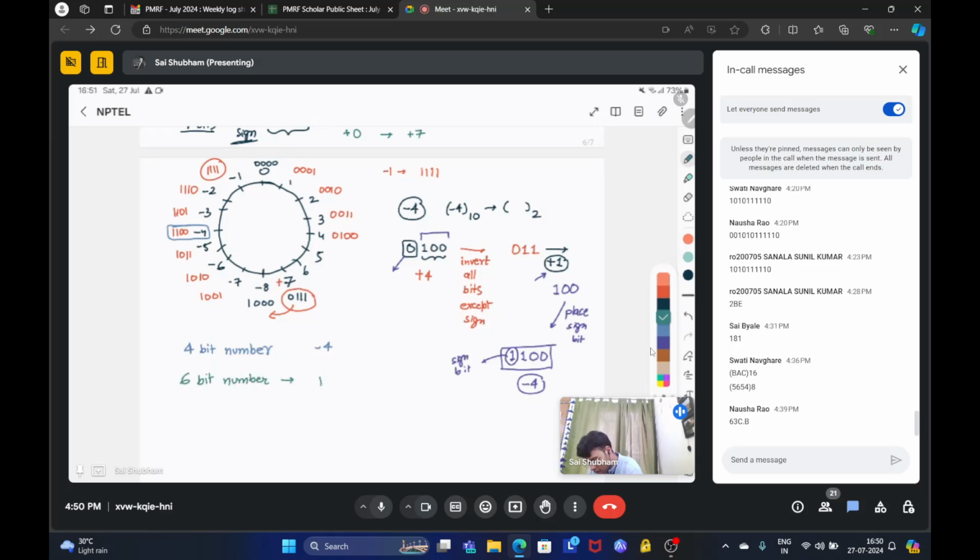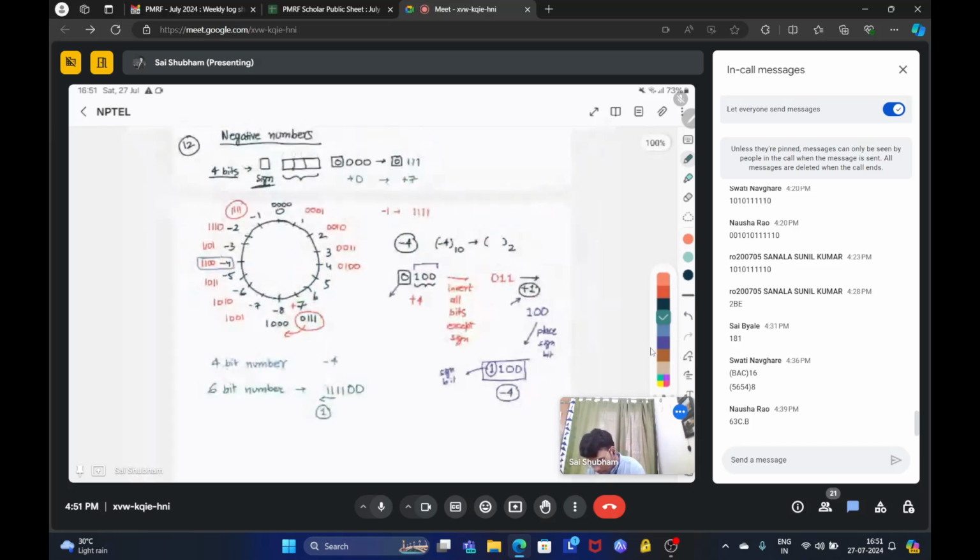it will be 111100. So in negative representation, all the preceding bits will be filled with 1. Is that clear? So this is the concept.